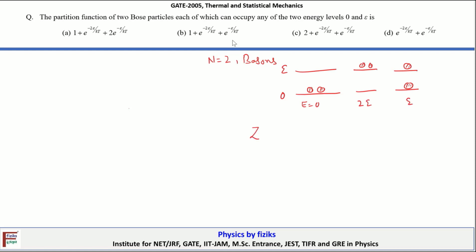So the corresponding partition function is Z, that is the summation of exponential minus beta E_i, with i taking values from 1 to 3. So that is equal to, for the first energy term, exponential minus beta E0, that's 1, plus exponential minus 2 beta E, plus exponential minus beta E. Therefore option 2 is correct here.